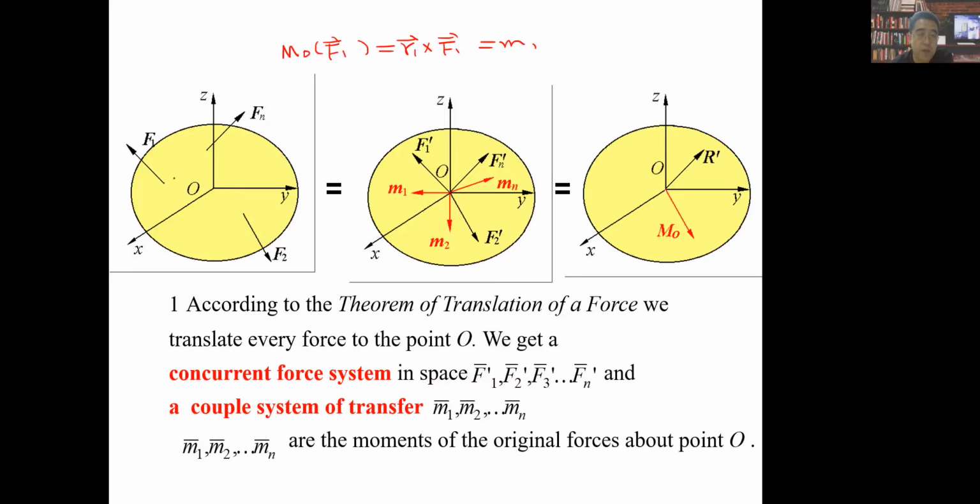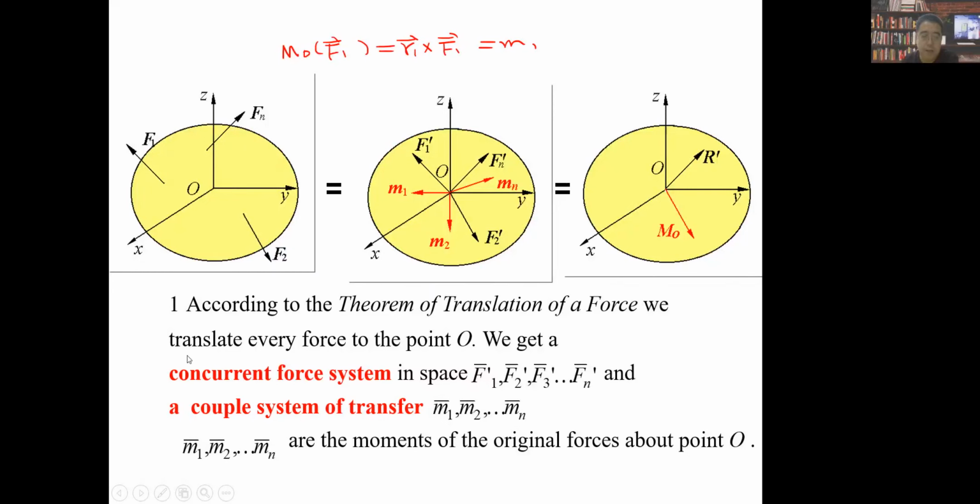When we do this so-called translation, we should keep its magnitude and direction the same. So it's just another force F1 prime with the same direction and same magnitude, but we should add this M1, right? That is what the theorem of translation of a force is about. Actually, we can repeat this process: from F1, F2, until Fn, we move all the forces into the same point. Then we can get a concurrent force system.